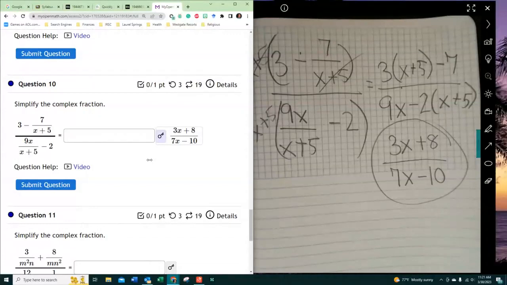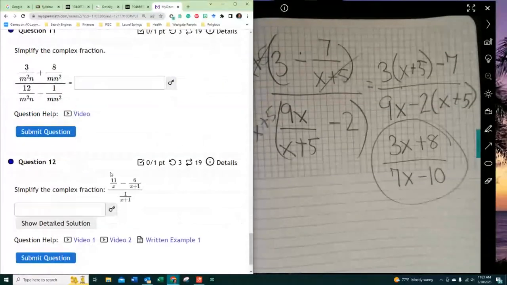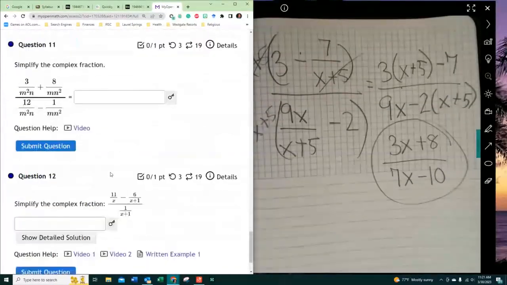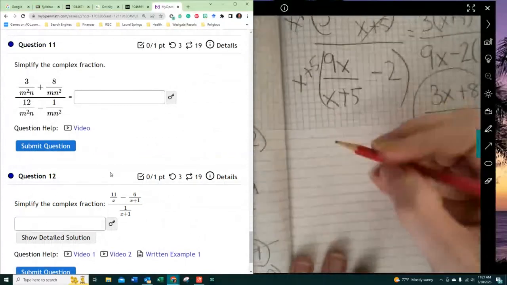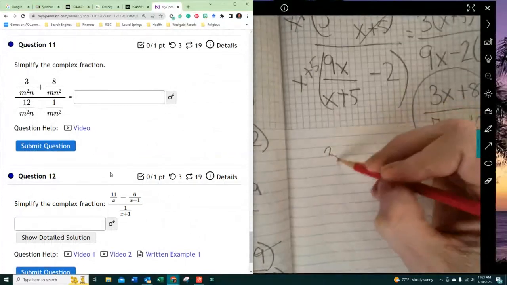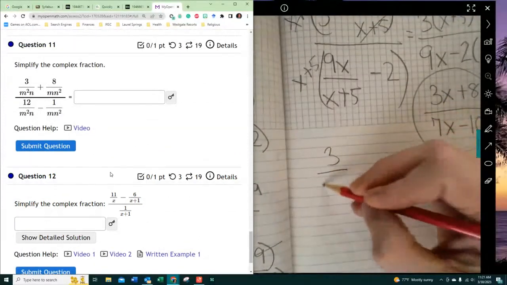Hey, I'm getting them right. Woohoo! That's a good thing, right? I should be getting them right. The only time I don't get them right is when I'm making it go too fast. All right, now.